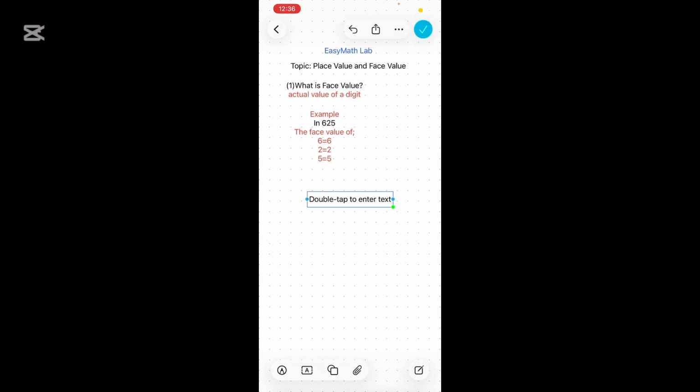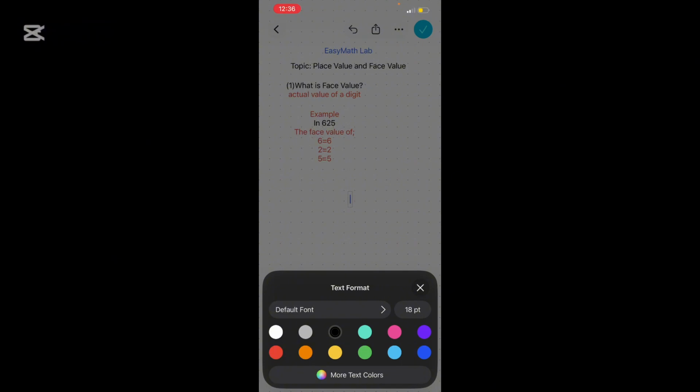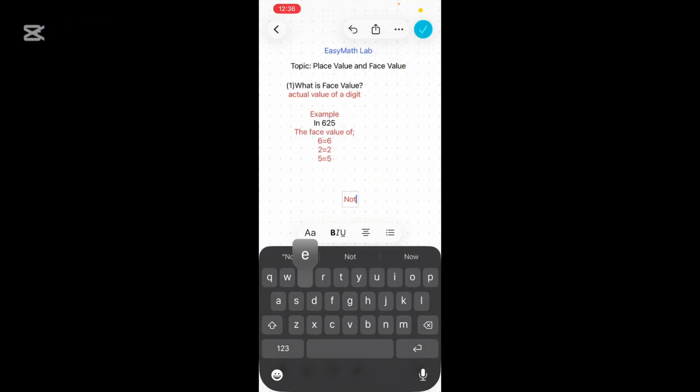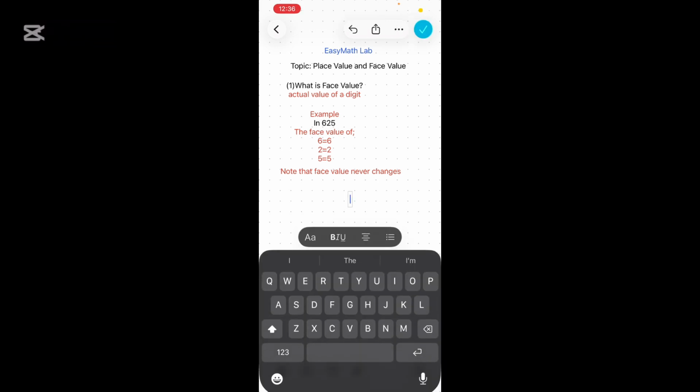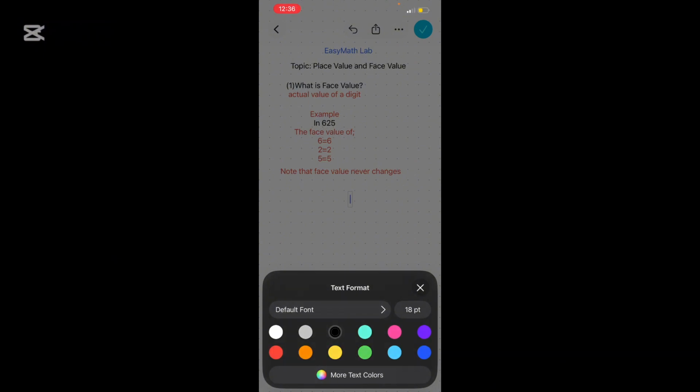Kindly note that face value never changes. If that is understood, let us move to the next, which is place value. And in the course of the video, in case it is a bit fast for you and there's something you're not understanding, kindly pause or replay. So let's move to the next.